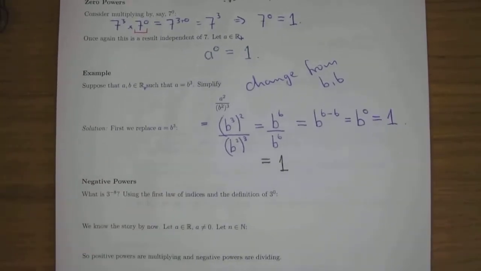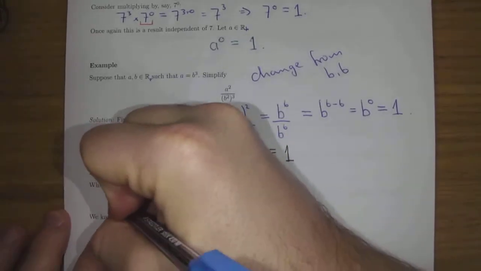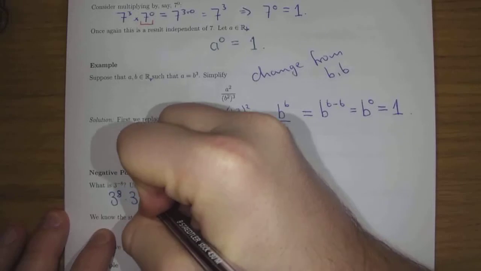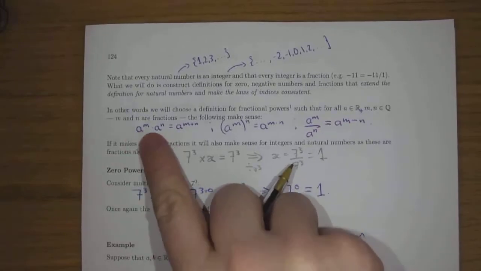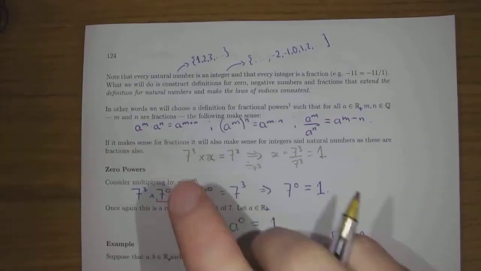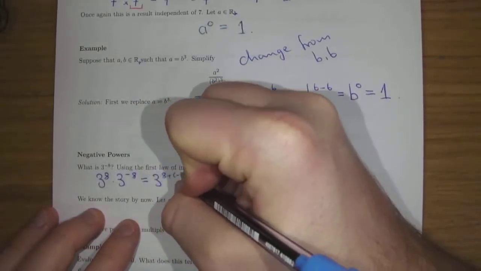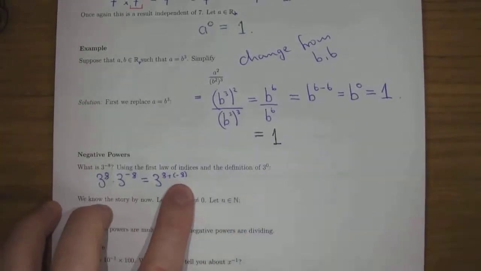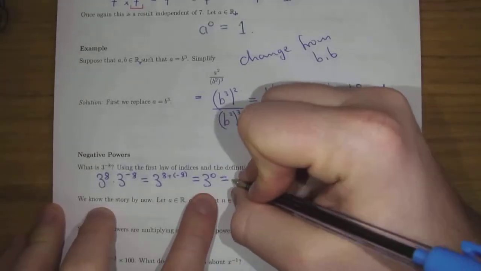Okay. What about negative powers? Can we make sense of these? So what we're going to do is multiply together 3 to the power of 8 and 3 to the power of minus 8. Now, we don't know what 3 to the minus 8 means, but we're forcing it to have the property that if you multiply by a power of 3, you add the powers. So this is 3 to the power of 8 plus minus 8. And 8 plus minus 8 is 0. And 3 to the power of 0 is equal to 1.